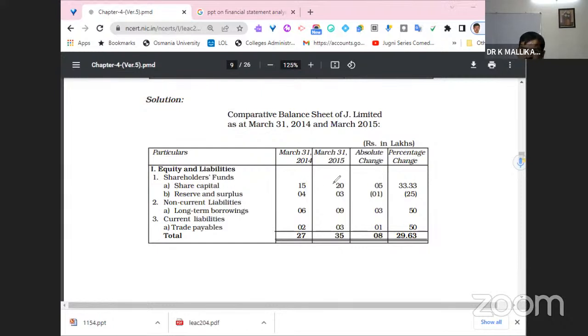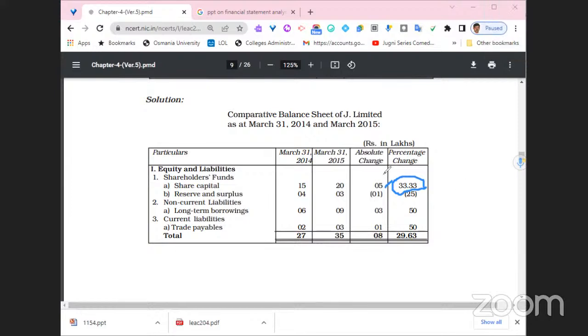15 lakhs, 20 lakhs. The difference is 5 lakhs, a positive. Now, how do we get this figure? ఎట్లా వచ్చింది ఫిగర్? ఎట్లా వచ్చింది 33.33? How do we get this figure? 20 minus 15, sir. 20 minus 15, that we get a 5. That is okay. Yes, sir.